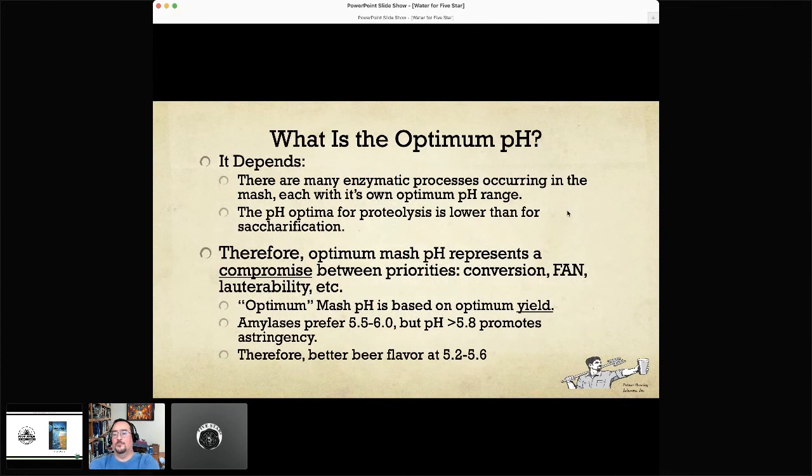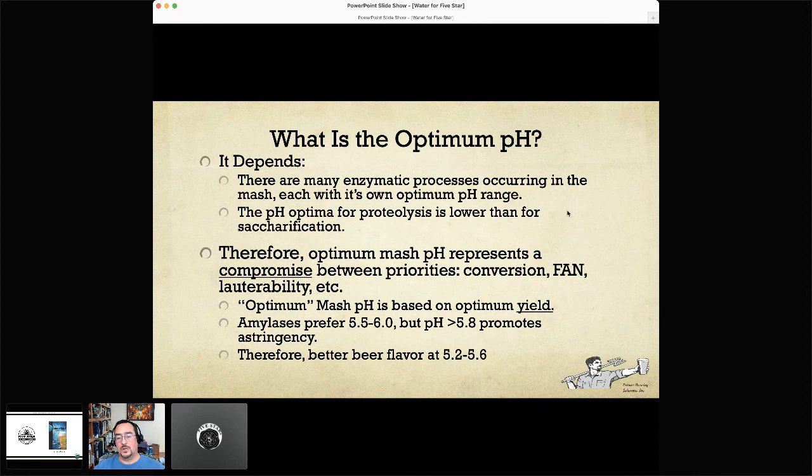What is the optimum mash pH? Well, it depends. There are like 30 different enzyme groups active in the mash at any one time, and getting them all to optimize on a particular parameter, such as yield or protein breakdown or starch conversion, that's like herding cats. Okay. And so when we talk about optimum mash pH, we're generally talking about yield. And this represents a compromise between many different enzyme groups to get that optimum yield.